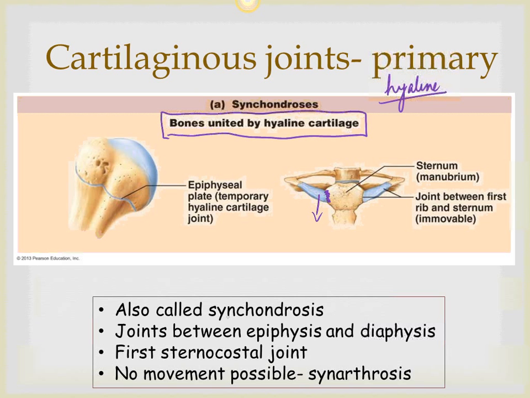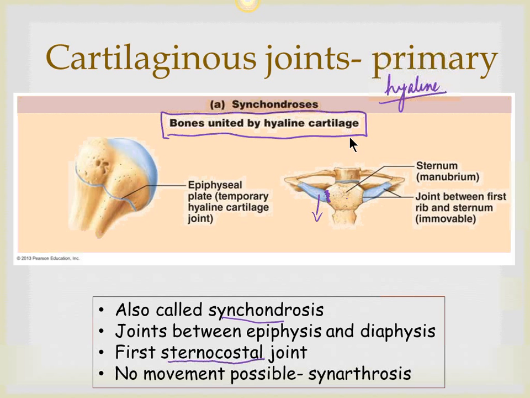So that's why it's called synchondrosis. Can you understand where cartilage has fused here to the bone? So that's why this, what is called the first sternocostal joint between the sternum and the first costal cartilage. So these are the two examples: epiphysis and diaphysis of long bones and the first sternocostal joint.